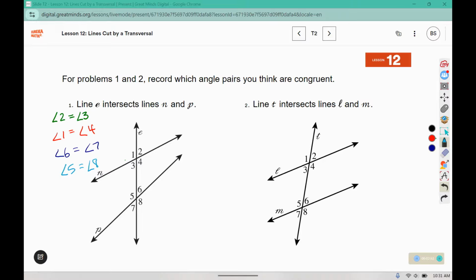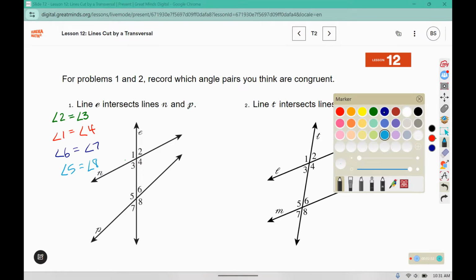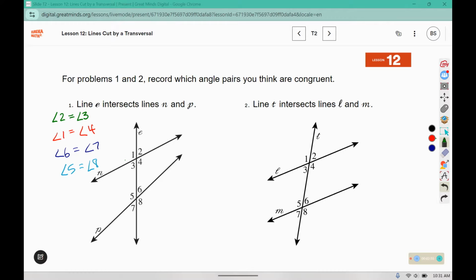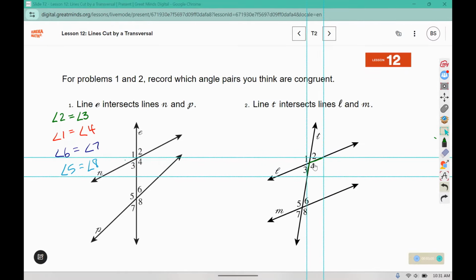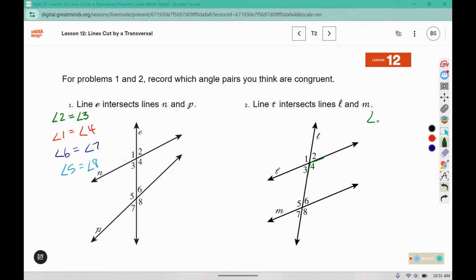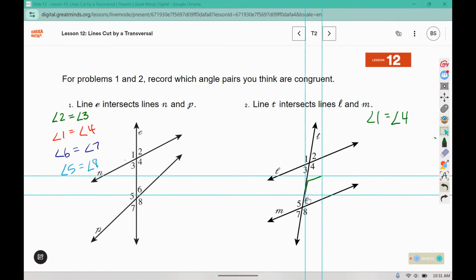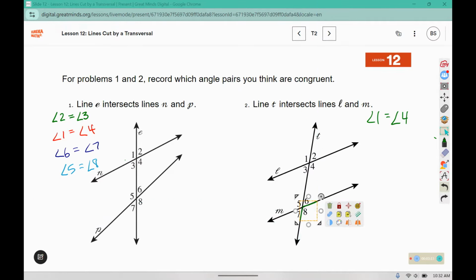Okay, over here we need to do the same sort of check. Here is angle 1. It's not the same as 2, but it is the same as 4. It also appears to be the same as 8 and angle 5.